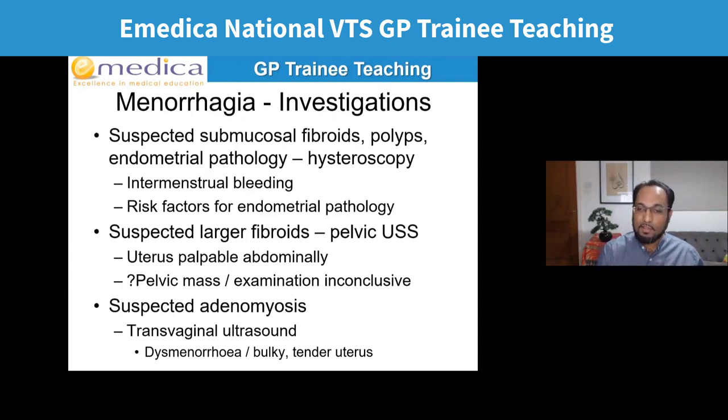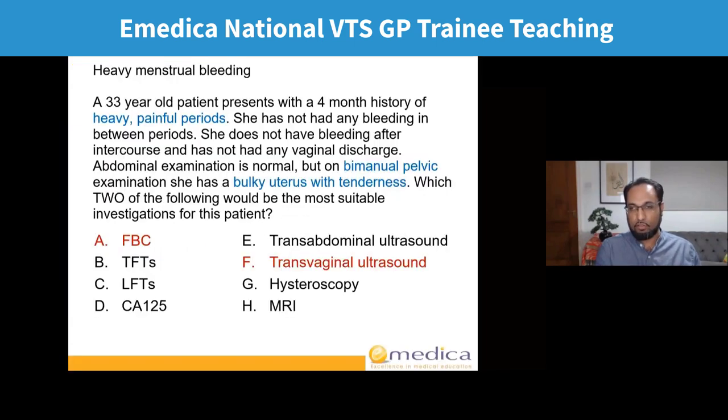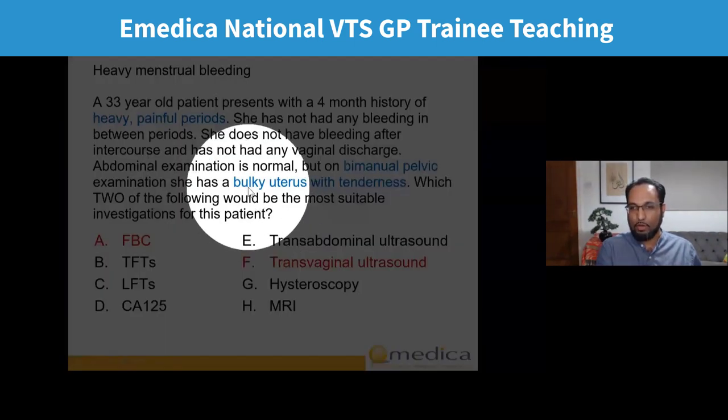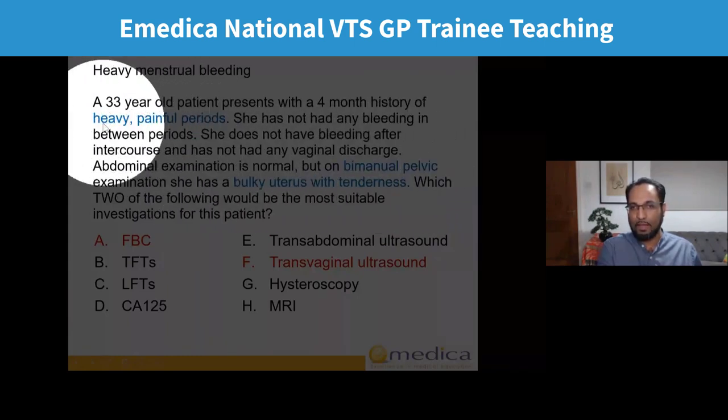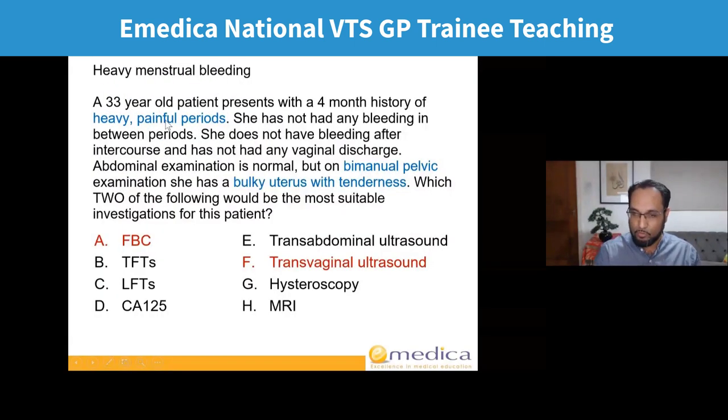And then if you suspect adenomyosis, the things that are going to make you think about that are dysmenorrhea, so painful periods as well as heavy periods, and then a bulky tender uterus on bimanual palpation, just like in this patient. Then transvaginal ultrasound is the investigation of choice rather than MRI or transabdominal. So, bulky uterus with tenderness on bimanual, but the abdominal examination was normal, and then painful periods as well as heavy. Do you see?